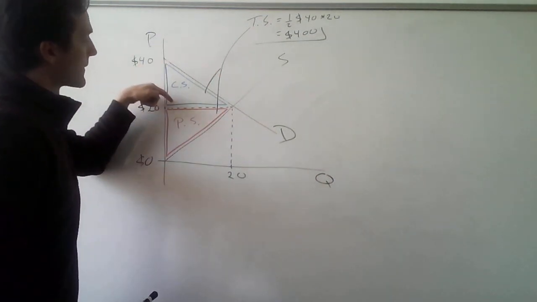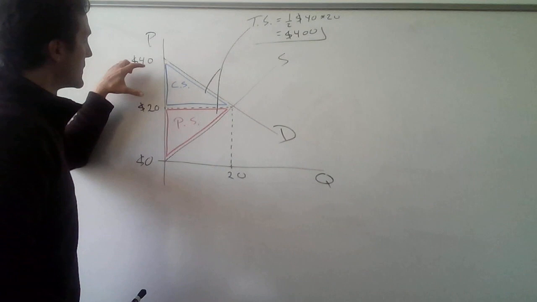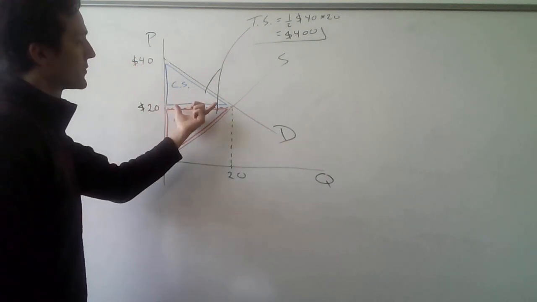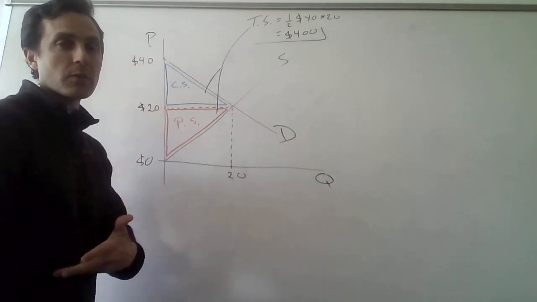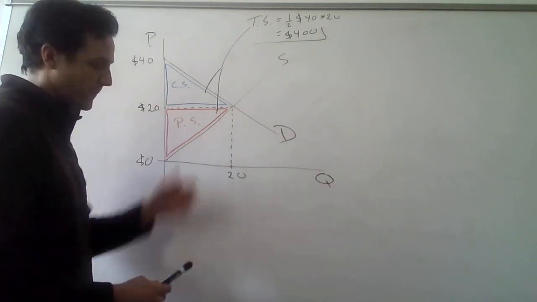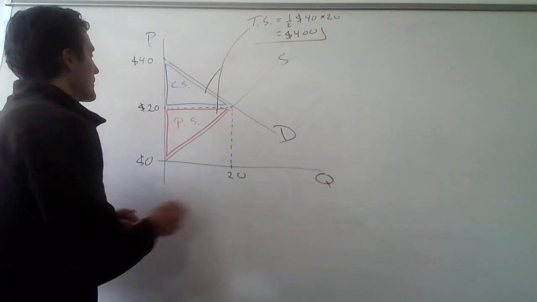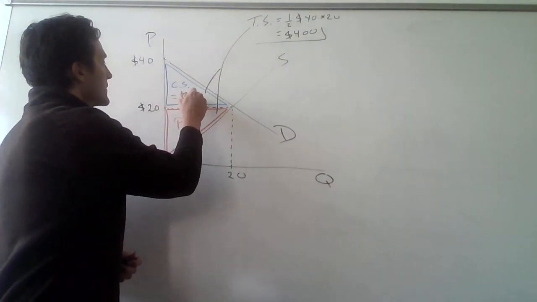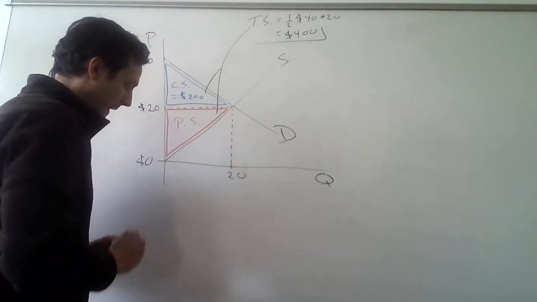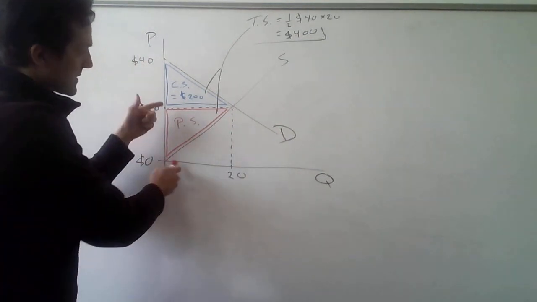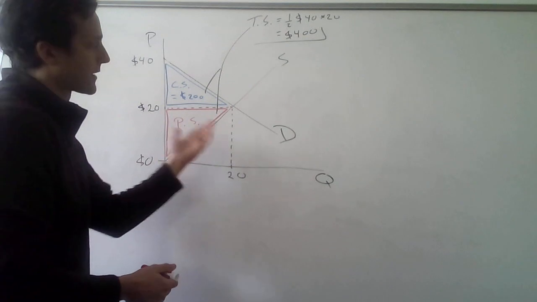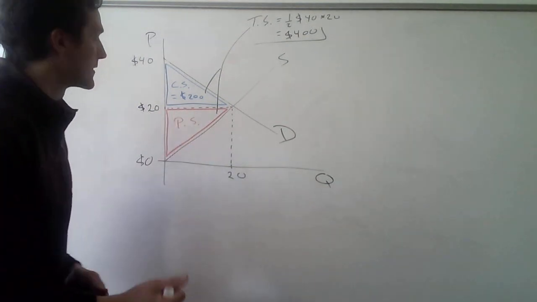You could find consumer surplus, and here it would be $20 by 20 units. So 1/2 times 20 by 20 would be 200 for consumer surplus. Go ahead and write that in. Consumer surplus is $200. And the producer surplus happens to have the same dimensions. Everything just happens to be totally symmetric here.